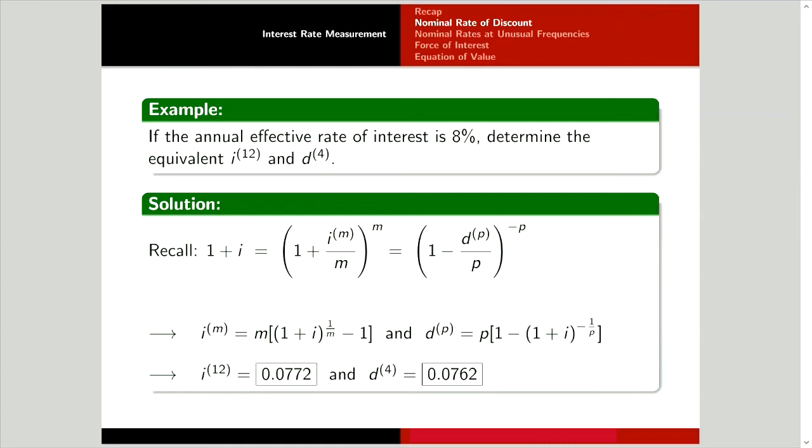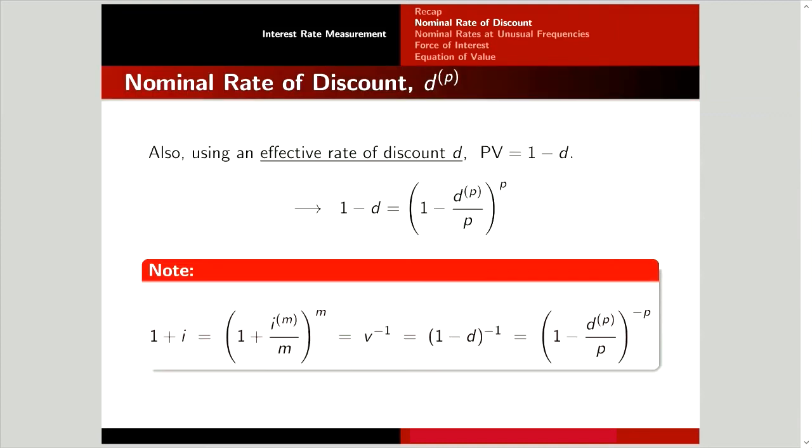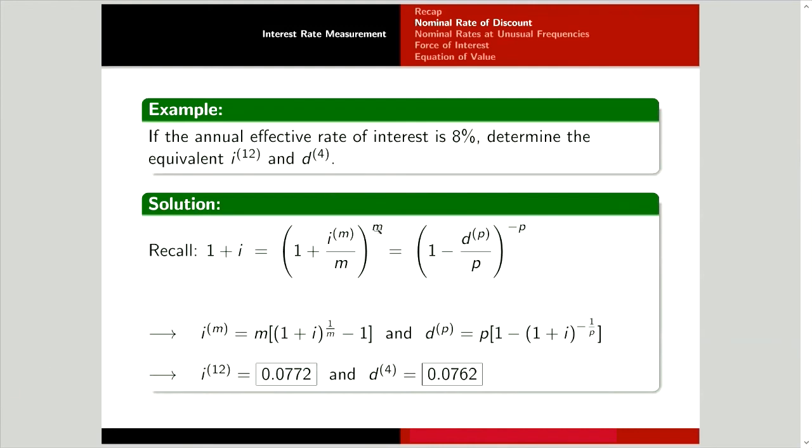All right, so since we're given i and we're looking for i upper 12 and d upper 4, so from the given identities here, pipili lang tayo kung alin yung gagamitin natin. So obviously, we need this 1 plus i equals (1 plus i upper m over m) raised to m. And also, the (1 minus d upper p over p) raised to negative p. Okay, there you go. And then, that's it. You solve for i upper m here in the first equation. Okay, and you're going to have this. And then, you solve d upper p using 1 plus i equals this one. So, you will have this. Your d upper p is this one.